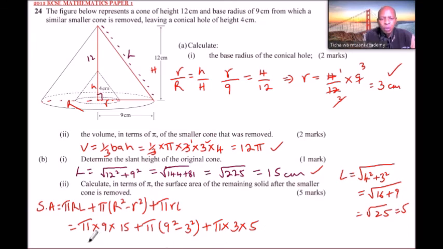And when you multiply this using your calculator, you can factor out pi outside. So you get 135, plus 81 minus 9, that will give you 72, plus 15, which is 5 times 3. When you add that up, you get 222 pi. And since we are calculating the surface area, it is centimeters squared. So that is how you work that out, and there you get 5 marks.